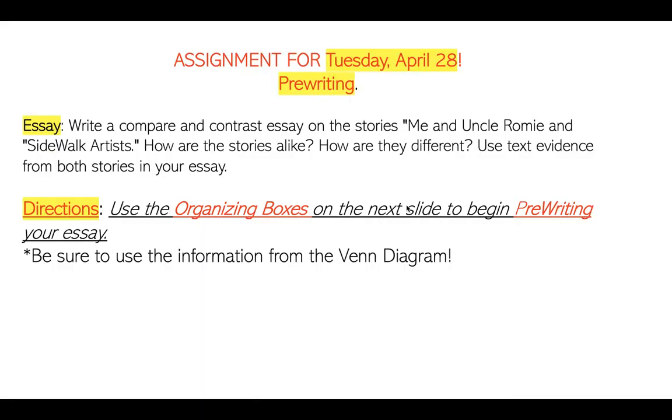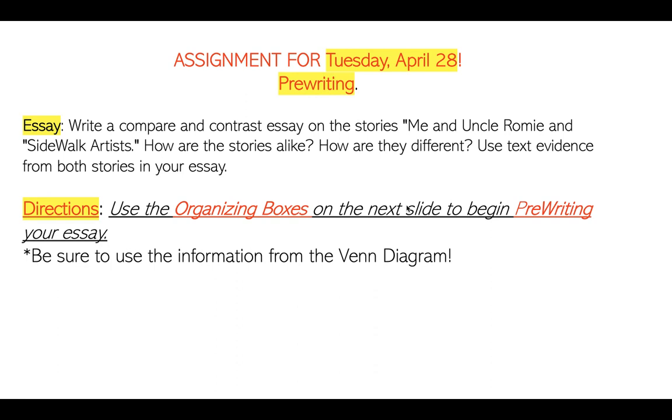So today you're going to do your pre-writing. Write a compare and contrast essay on the stories Me and Uncle Romy and Sidewalk Artist. How are the stories alike? How are they different? Use text evidence from both stories in your essay. So what you're going to do is use the organizing boxes on the next slide to start the pre-writing part, and you're going to make sure that you use the information from the Venn diagram.